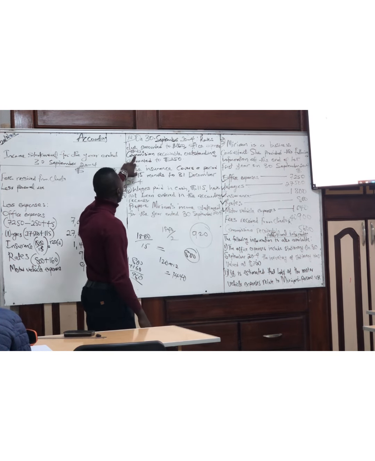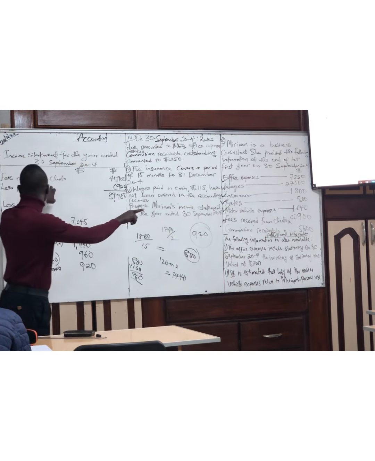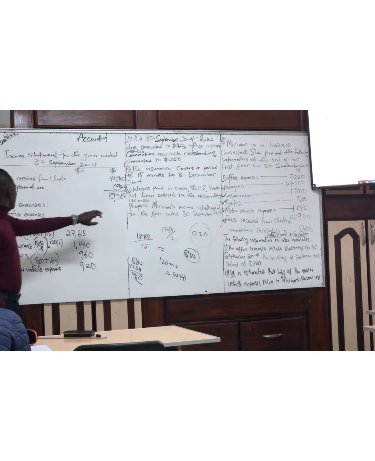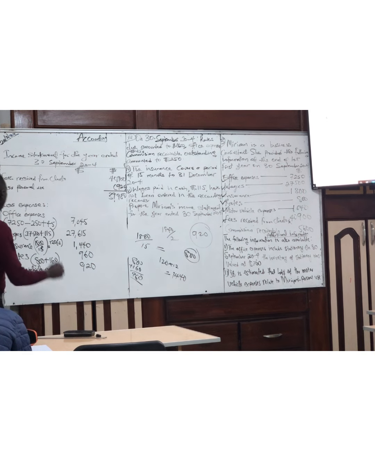What else do we have? Commission receivable. Not fees received from clients, we did that already. So we have commission receivable. It's supposed to be added up here, because these are our expenses. You add the commission here. How much is the commission? Write it: commission receivable. How much is it? 5,600.